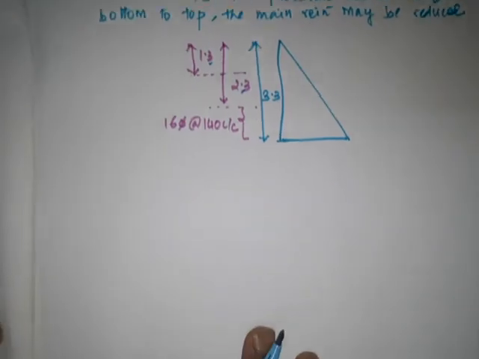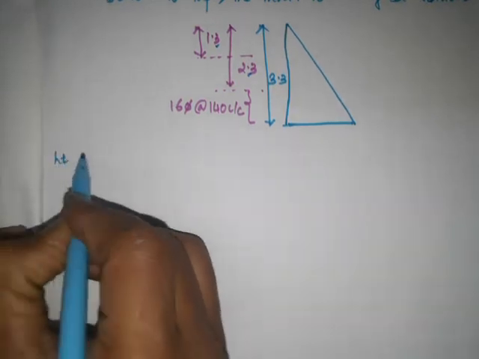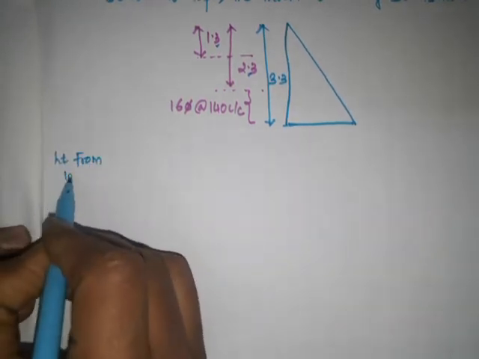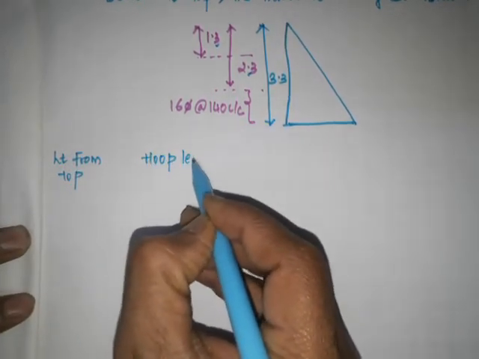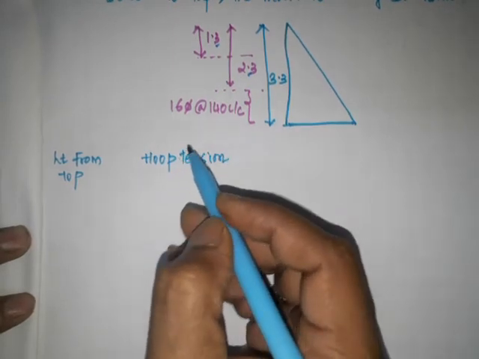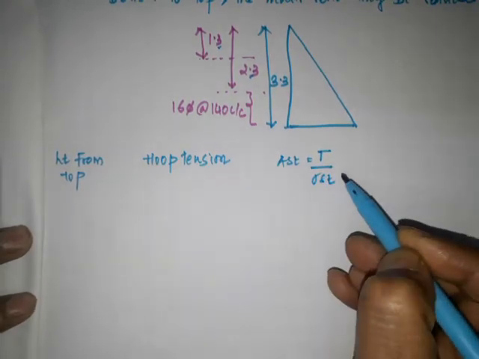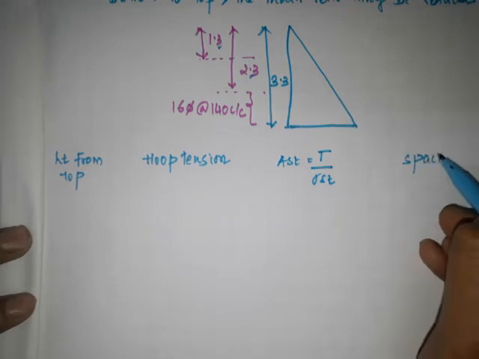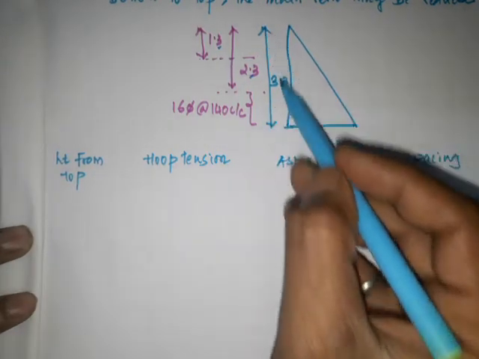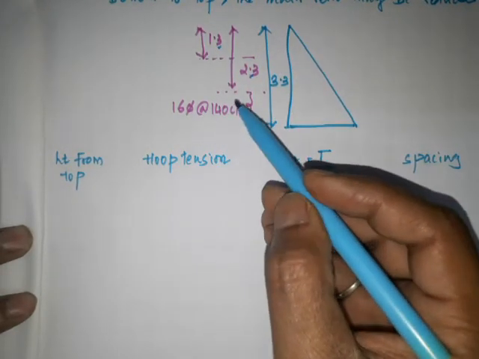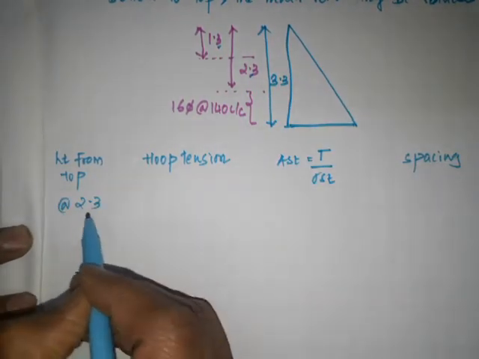So we have to prepare a small table here. That is height from top, then hoop tension, then Ast, that is T divided by sigma st, then the spacing. So height from top, for 3.3 we have already calculated, that is 16 at 140. Next we'll go for height 2.3.